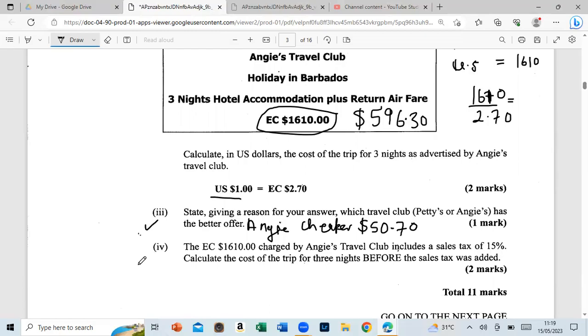Let's go. So it's an Eastern Caribbean one, just $1,610 charged by Angie's Travel Club, which includes a sales tax of 15%. Calculate the cost of the trip for the 3 nights before the sales tax was added. So what they want us to do is to find the total excluding the tax. So it's before the tax. So what it is saying is that 15% of a number, we don't know what that number was, but that gives us 1,610. And of course that is in Eastern Caribbean.